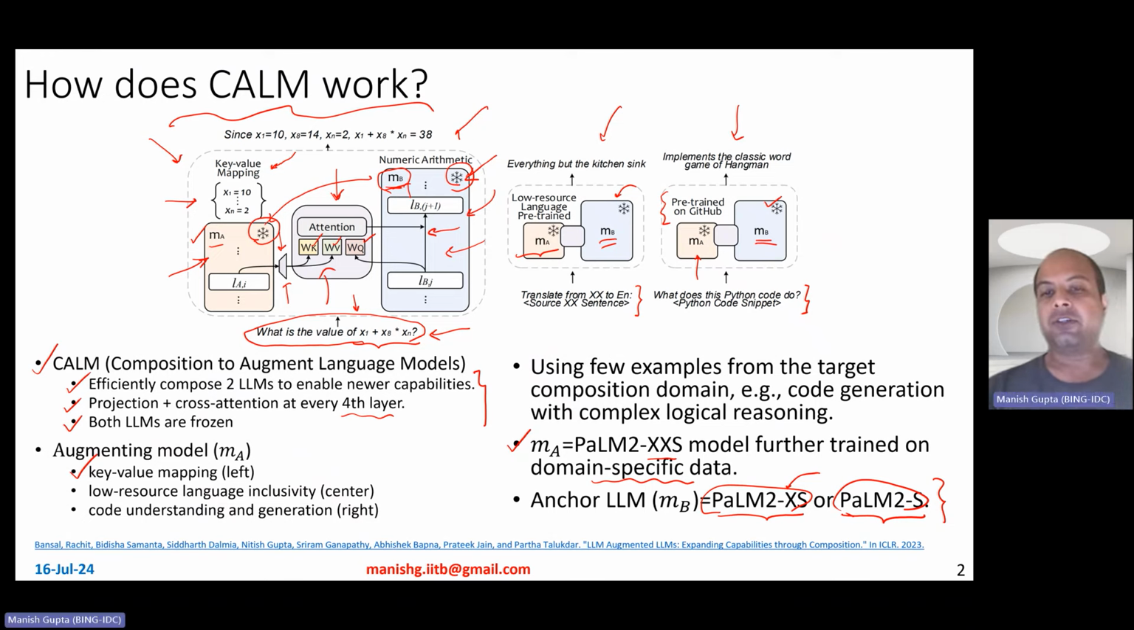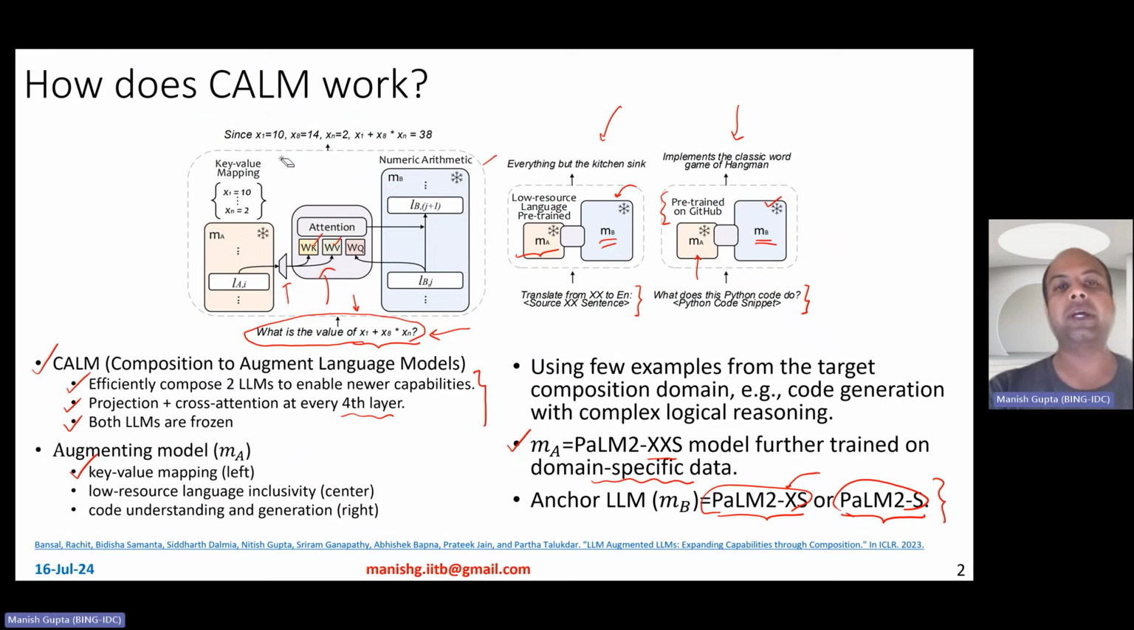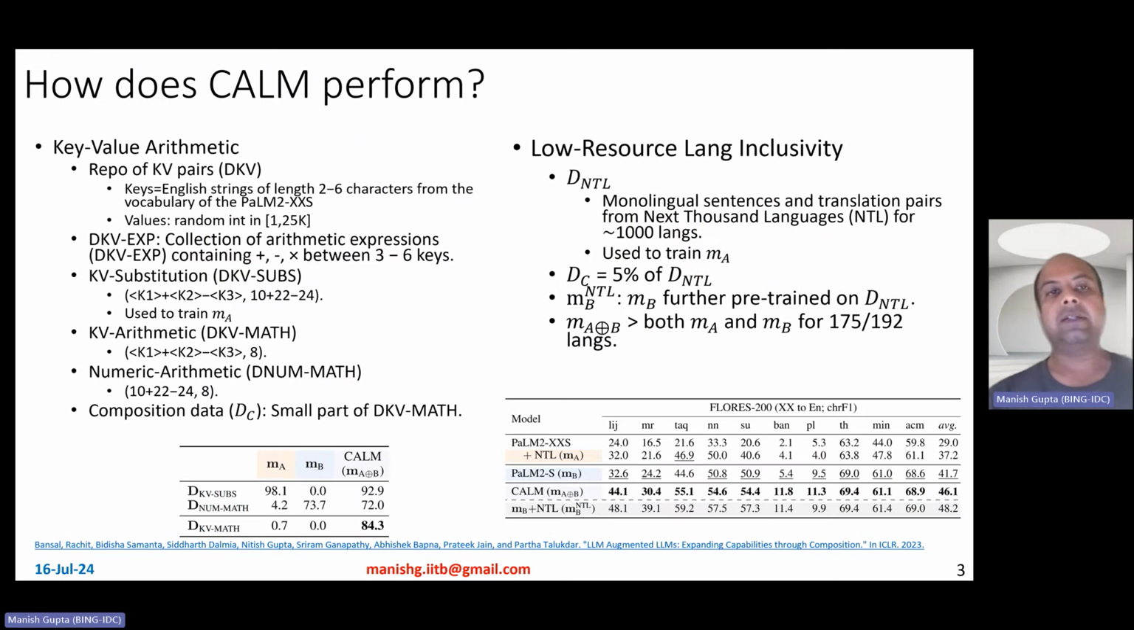Okay. So that's that. Now, to repeat, the PaLM architecture basically tries to compose two large language models so that together they can achieve a new skill that neither of the two models is good at doing, right? And while doing so, it keeps the two models frozen, but learns the projection parameters and cross-attention parameters. Okay. Now let me talk about how CALM performs.